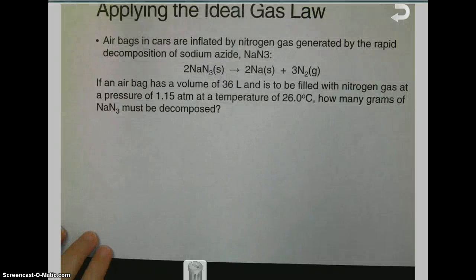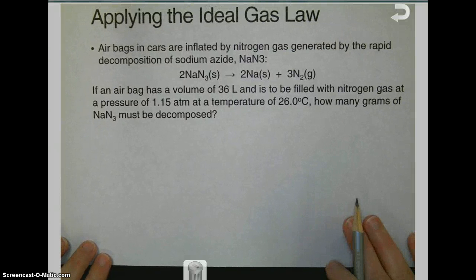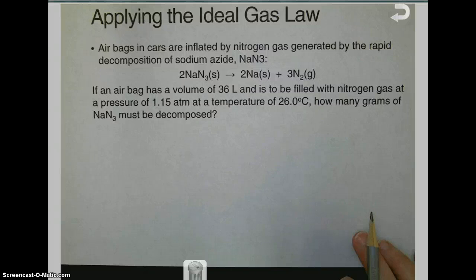All right, so one more example. This time we're going to apply the ideal gas law. Airbags in cars are inflated by nitrogen gas generated by the rapid decomposition of sodium azide, which is NaN3. And here's our balanced equation. If an airbag has a volume of 36 liters and is to be filled with nitrogen gas at a pressure of 1.15 atmospheres at a temperature of 26.0 degrees Celsius, how many grams of NaN3 must be decomposed?